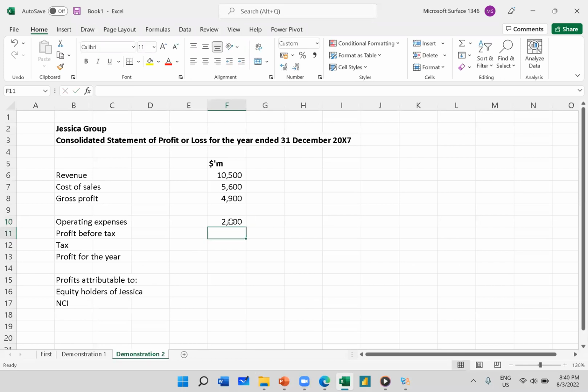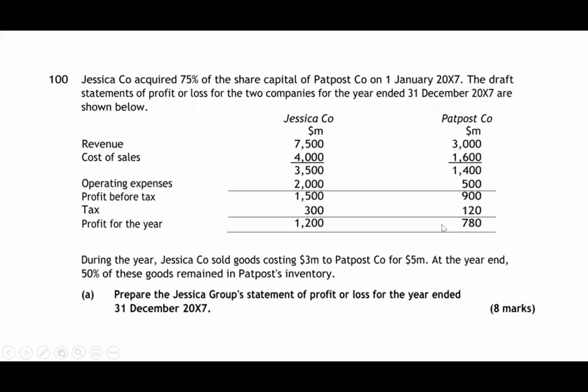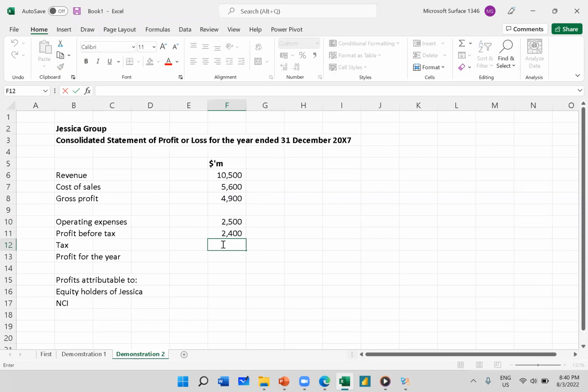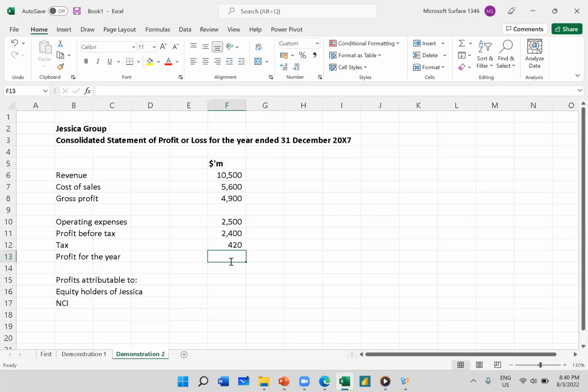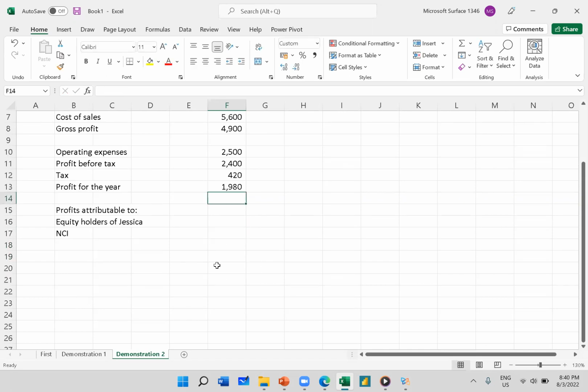And therefore, your profit before tax is gross profit minus the operating expenses. Tax will be 300 plus 120. And profit for the year will be, okay, sorry, I don't have to see that. I just have to calculate it from here. Profit before tax minus tax. 1980. So what do you do now?